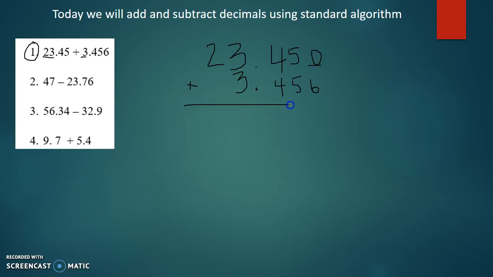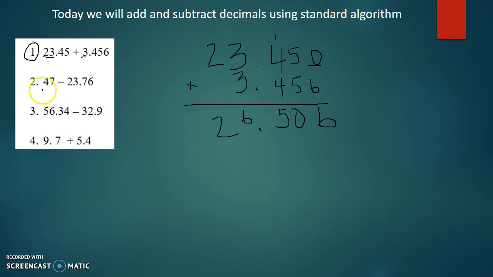I have 3 digits behind my decimal point, so I need to add a placeholder in my first number. So I have 0 plus 6, which is 6. 5 plus 5 is 10. I'll put my 0, regroup my 1. 4 plus 4 is 8, plus 1 is 9. I bring down my decimal point. 3 plus 3 is 6. I bring down my 2. So my sum for 23 and 45 hundredths plus 3 and 456 thousandths is 26 and 506 thousandths.